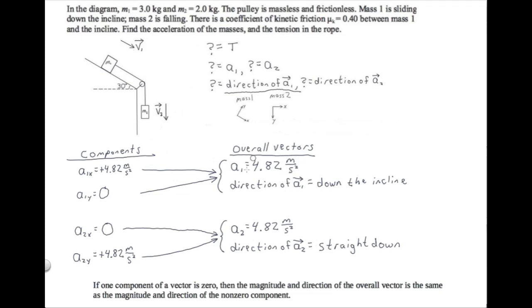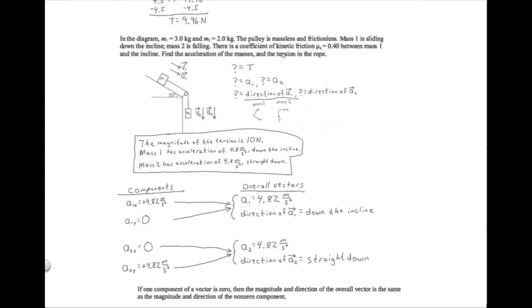Now we use this information about the overall vectors to answer the question. We are interpreting the question to be asking us for the magnitude of the tension. We figure that out from our algebra, and I've rounded that number off to 10 newtons in my answer. And we're interpreting the question to be asking for the magnitude and direction of the overall acceleration vectors for mass 1 and mass 2. So here we worked that out, and here I've put that in the answer to the question.